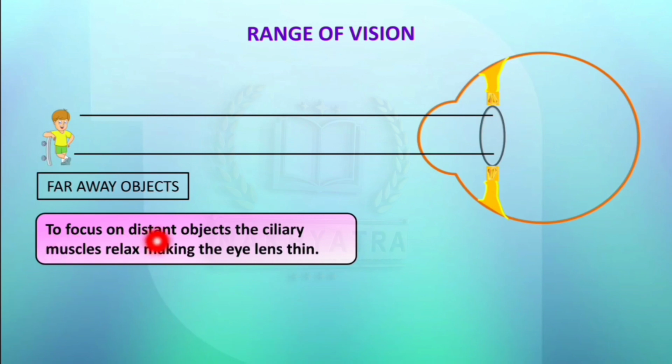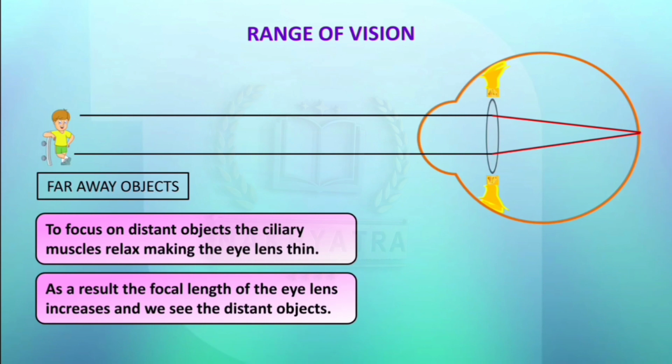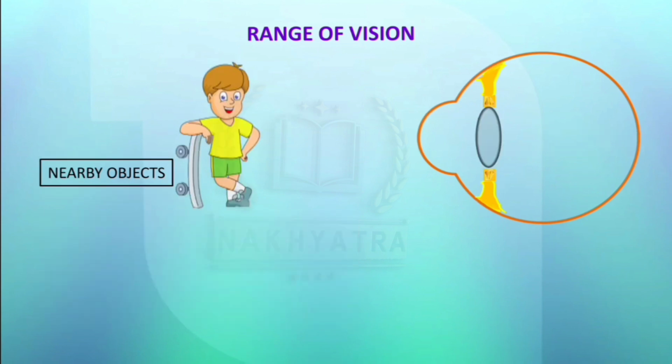Now let us see how we can see far away objects. To focus on distant objects, the ciliary muscles relax, making the eye lens thin. Okay, now see here, ciliary muscles are present over here, and this is the lens. As you can see here, to focus on distant objects, the ciliary muscles relax, making the eye lens thin. Can you see it? As a result, the focal length of the eye lens increases and we can see the distant objects.